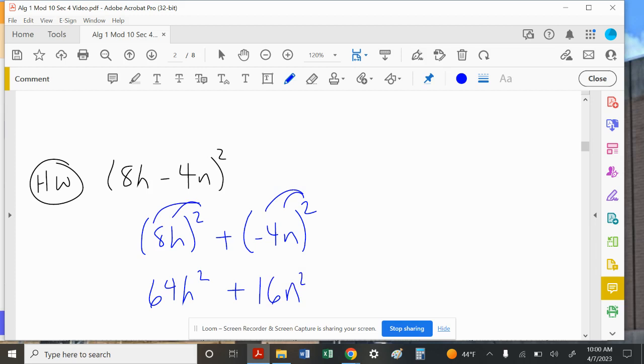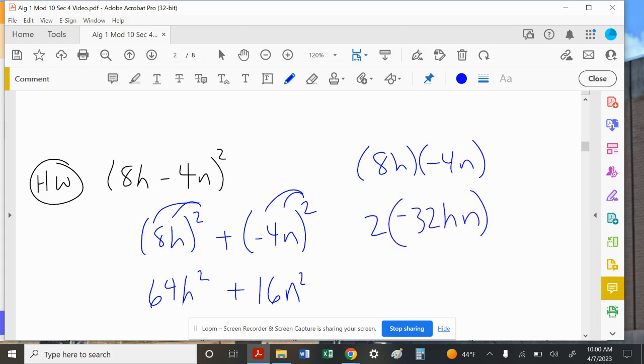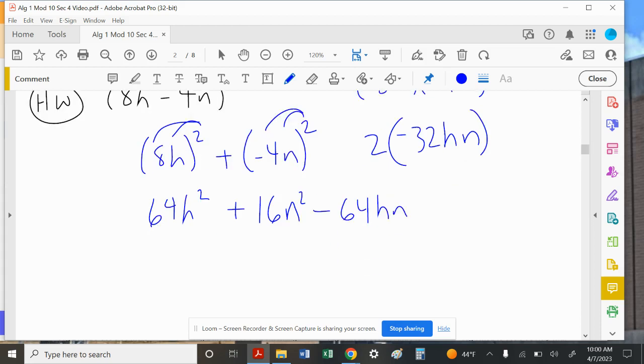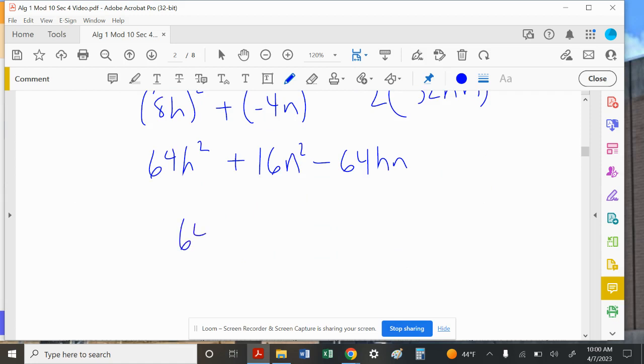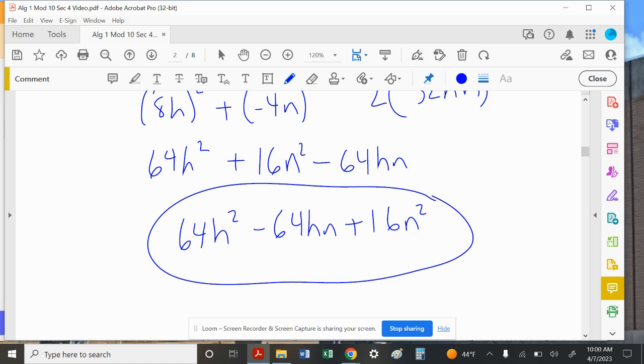We're missing the middle term. We're going to multiply 8h times negative 4n. That gives me negative 32hn. And then we're going to multiply that one by 2. So I get negative 64hn. Again, you can always test this theory out, and you can go through and do it a different method, FOIL or the box method, and you should get the same answer as we did right here. And there's your answer. Okay, we're going to go to the next video and finish up this lesson.